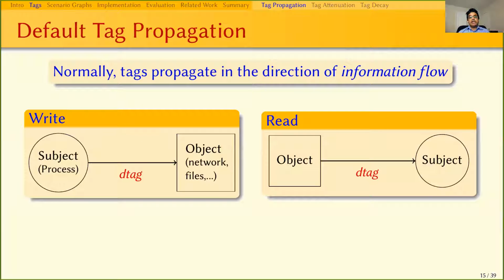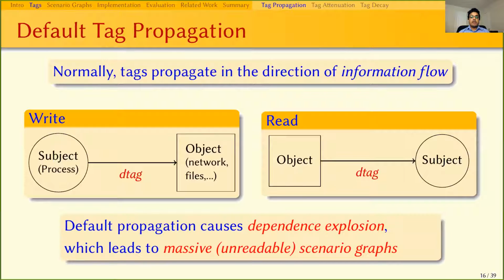In the default case, tags flow in the direction of the information flow. For example, in case of a write, we take the minimum of the data tags for the subject and the object and propagate to the object. For read, we do the same thing, but the data tag is propagated to the subject. But this default case leads to massive dependence explosion, which in turn leads to unreadable scenario graphs.